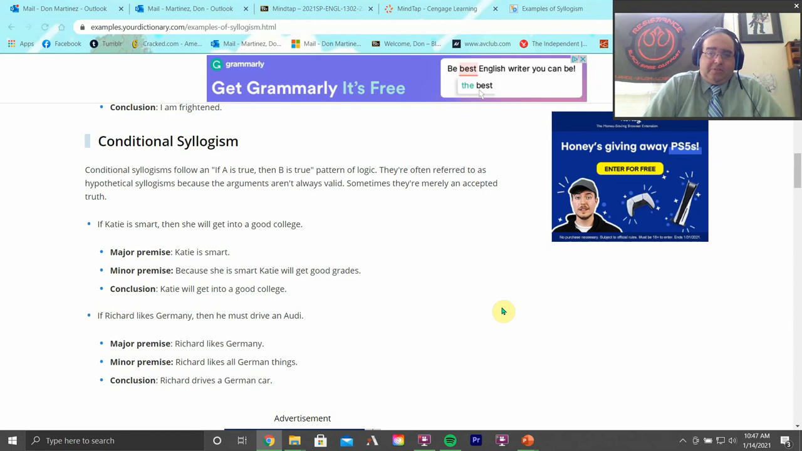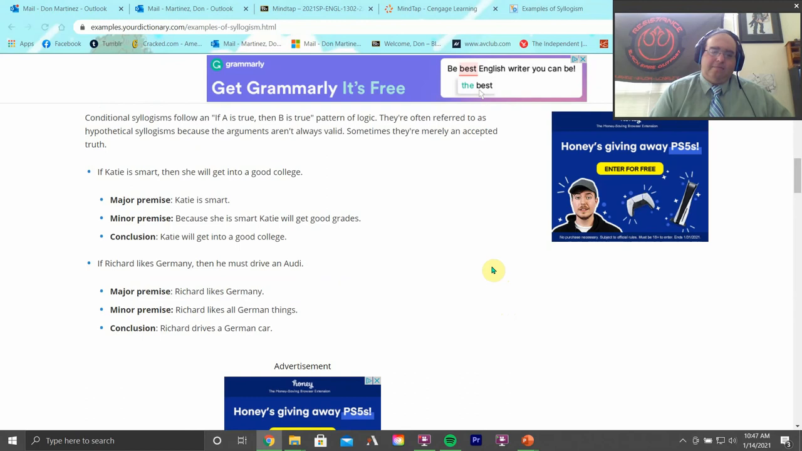Conditional syllogism requires a little bit of assumption as you go along with it. Okay? Second one's kind of flawed logically. It says, if Richard likes Germany, then he must drive an Audi. Okay? So the major premise is Richard likes Germany, and the minor premise is Richard likes all German things. Therefore, the conclusion is Richard drives a German car.